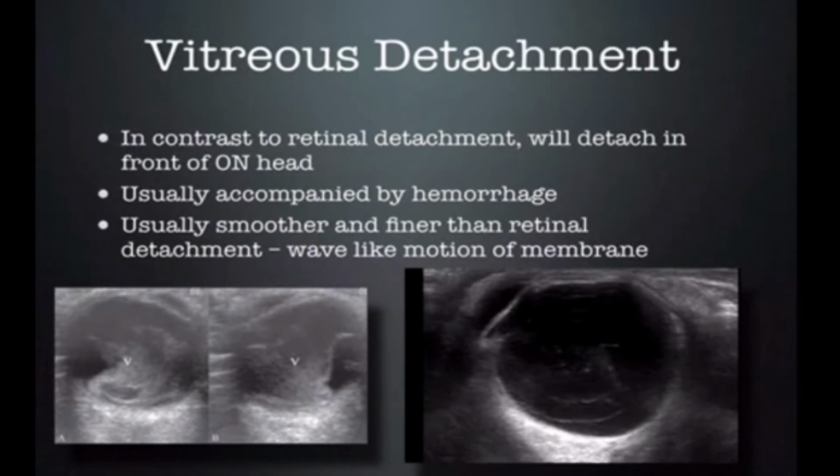Vitreous detachment is not really a membrane, so it's generally finer and smoother than a retinal detachment. It is not as hyperechoic as the retina. It will still retain the wave-like motion of the membrane, similar to a retinal detachment. Again, it can be difficult to tell the difference between a vitreous detachment or a retinal detachment, and they can be associated at the same time.